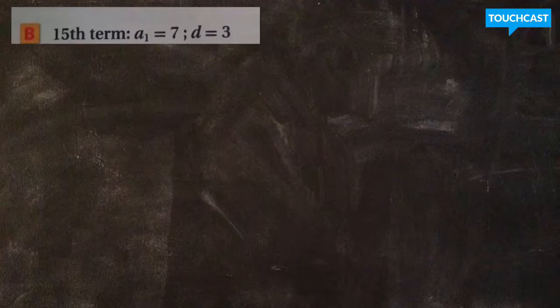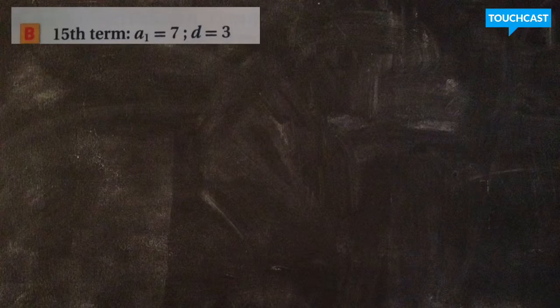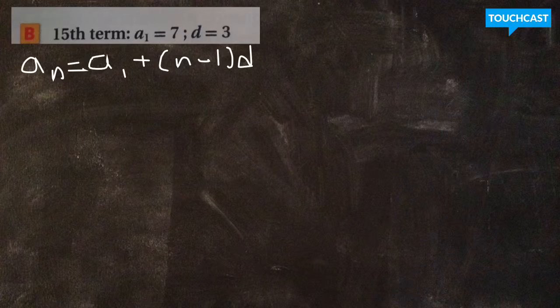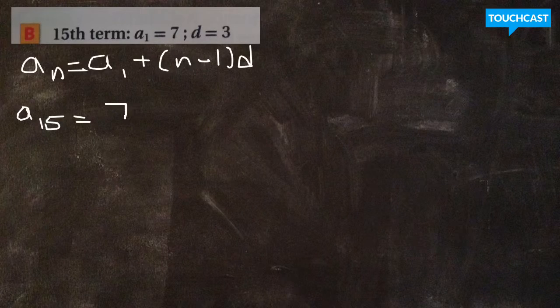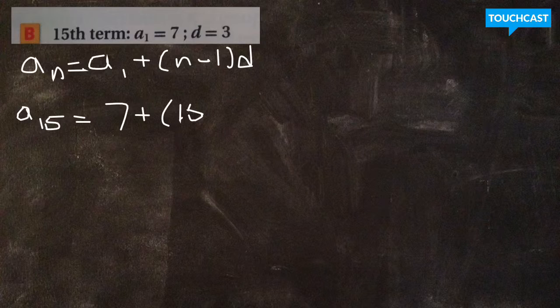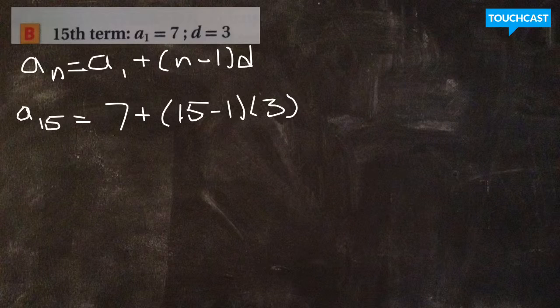Let's try another one. So we're going to find the 15th term of a sequence where the first term is 7 and the common difference is 3. We actually weren't given the sequence, we were just given the first term and our common difference. So again, we're going to use the formula a sub n is equal to the first term plus n minus 1 times the common difference. So we're looking for a sub 15, which is going to be equal to 7, our first term, plus, in parentheses, 15 minus 1 times 3, our common difference.